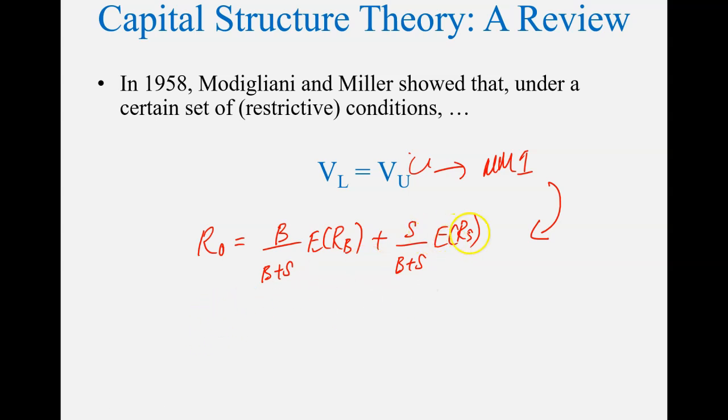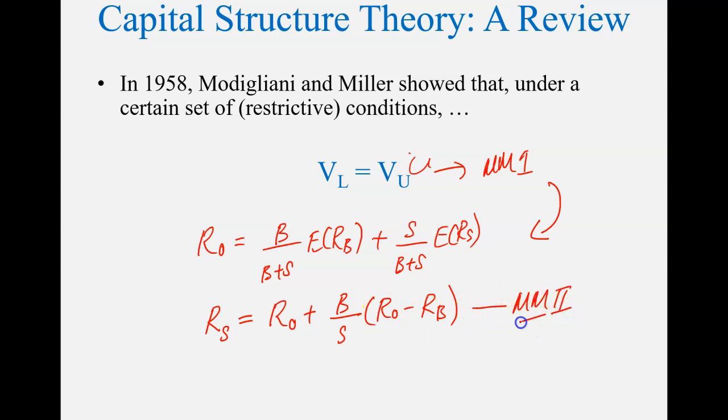so that you express this is expected cost of equity. This I'm going to write as RS. Expectation sign, I'm assuming now, is already there. So cost of equity, if you do the math, will solve out to R0 plus B over S into R0 minus RB. You can do the math. And some of you may recall this equation. This is exactly what MM2 is.